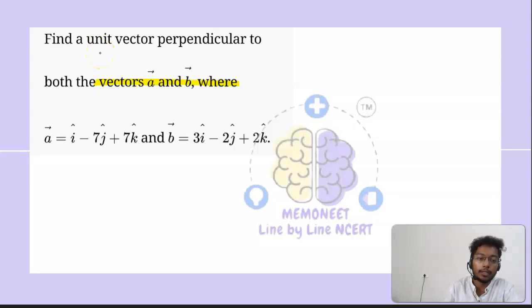In vectors we have two types of product, the dot product and the cross product. The dot product we have already done. In the cross product, two vectors must lie in the same plane, and the product vector will come out in a different plane.